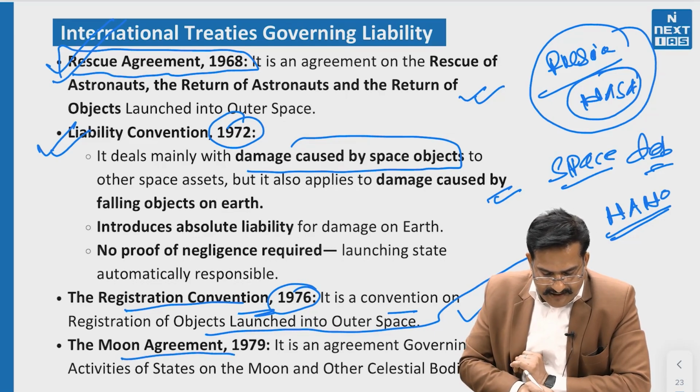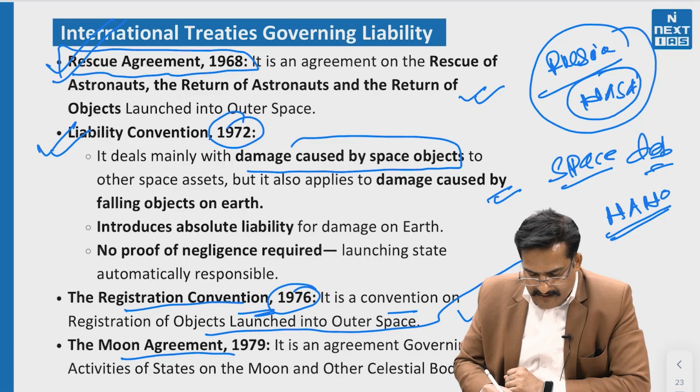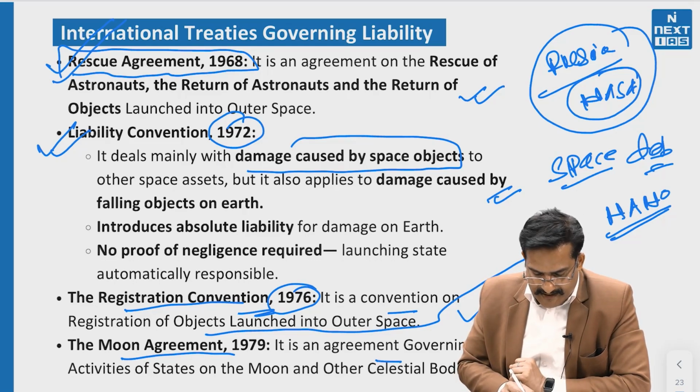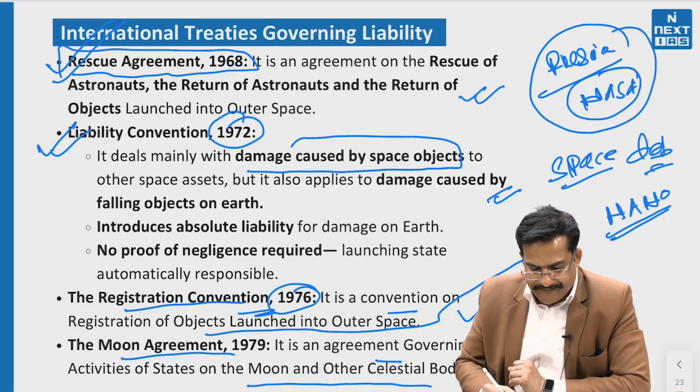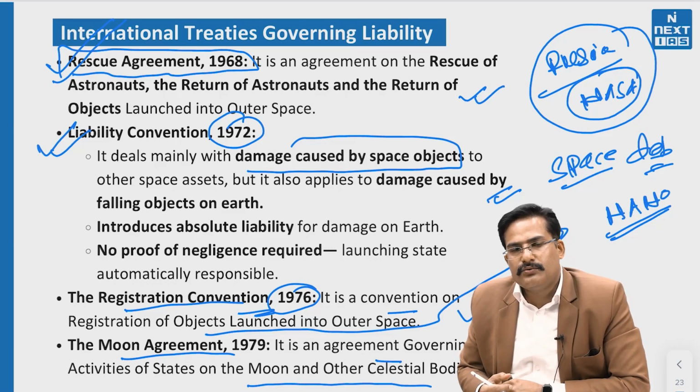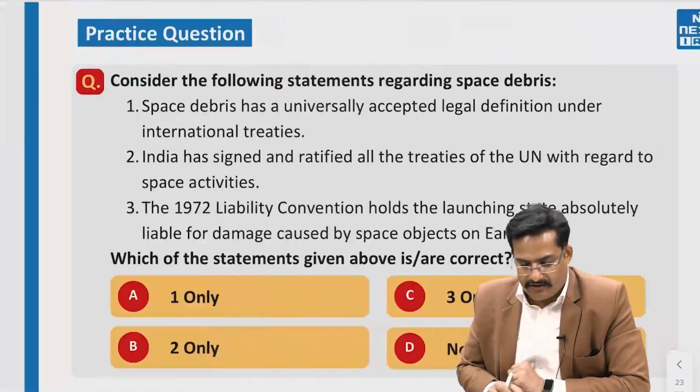And finally is the Moon Agreement of 1979. India has not ratified this agreement yet, right? It is an agreement governing the activities of states on the moon and other celestial bodies. So hope the topic of space debris from the prelims point of view is clear. You will have to discuss the various treaties and conventions, and if India is a party to any such treaty, you will have to take care of it.